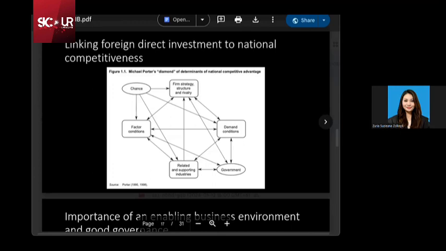Okay, so for an MNC, they are more likely to invest in a country where local firms can provide high quality goods and services. All right. And not only that, in terms of government support as well, and how private companies are being facilitated over there. Okay. And lastly is firm strategy, structure, and rivalry.